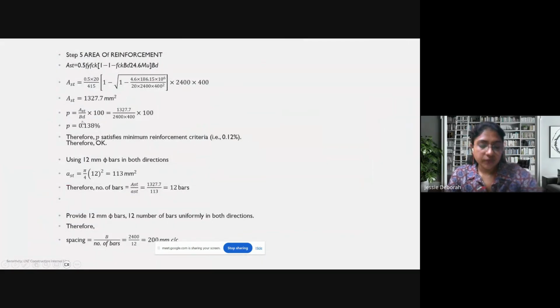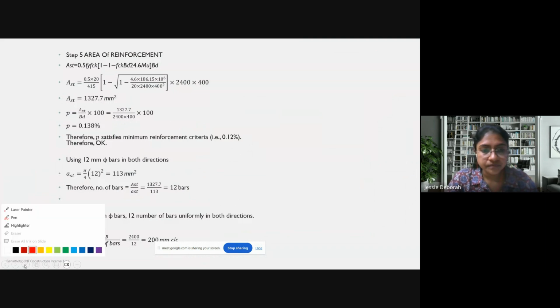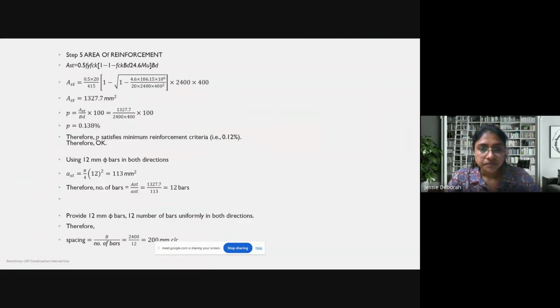Okay, so now we have to calculate the percentage of steel that is required. Since we have calculated Ast, p is equal to Ast by b d into 100. That is your Ast 1327 divided by your b into d. Now p is going to be 0.138. Okay, now this is okay. Why? Because the minimum reinforcement criterion for a footing is 0.12 as per your IS 456. So this is okay.